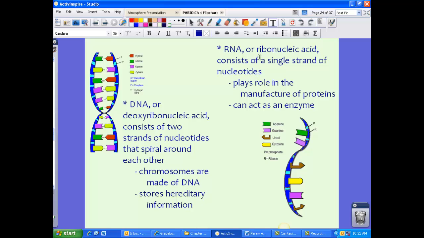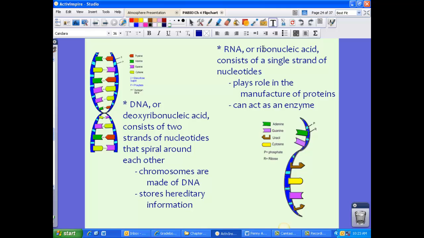Now you probably are familiar with DNA and maybe even RNA. Basically, all those nucleic acids form DNA and RNA. So let's start talking about DNA because that's actually the most famous one. DNA, or deoxyribonucleic acid, consists of two strands of nucleotides that spiral around each other. Your chromosomes are made of DNA, and those chromosomes store hereditary information. So each nucleus in your body has DNA in it. And this is important because it holds all of your hereditary information.